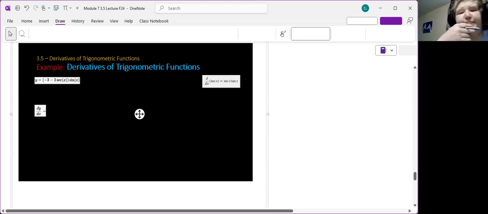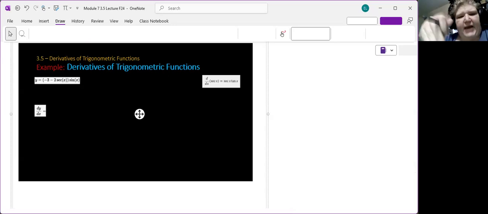But this guy here, we have negative 3 minus 2 times secant x, with parentheses around the x, and that's a thing times sine of x. So we have overall a product here.